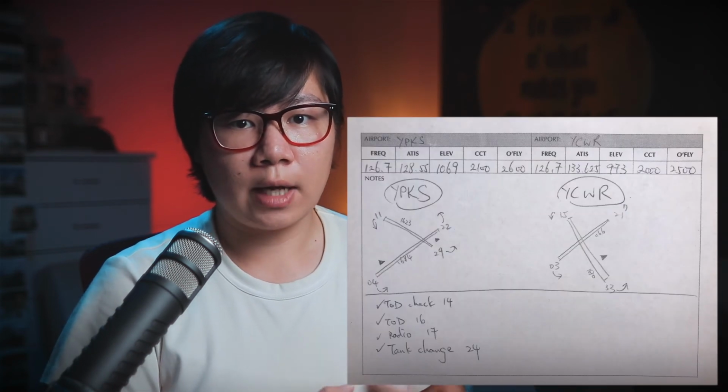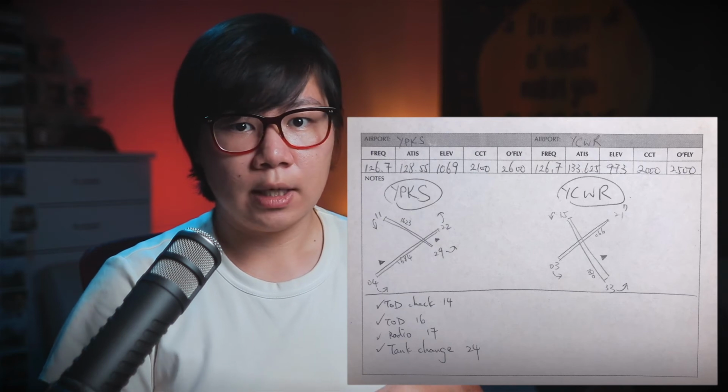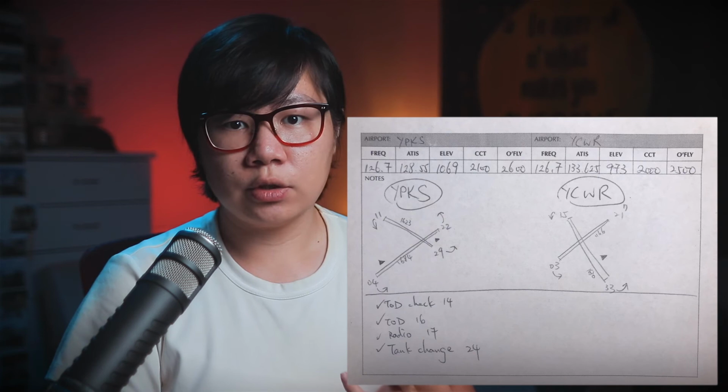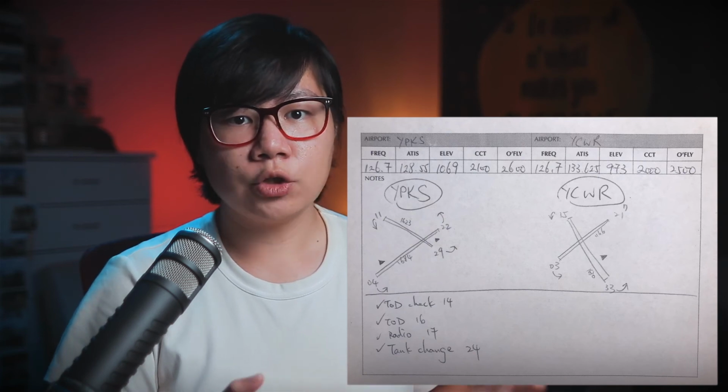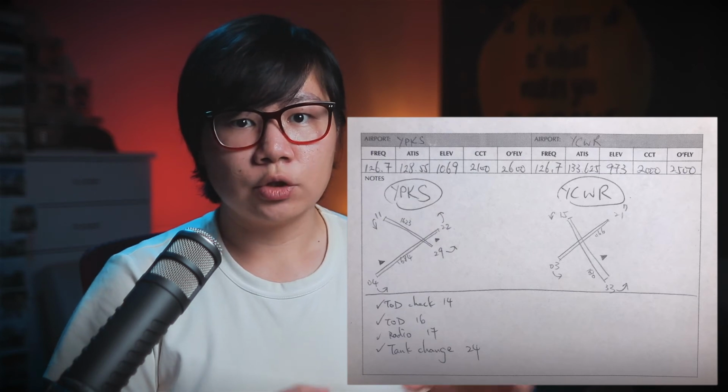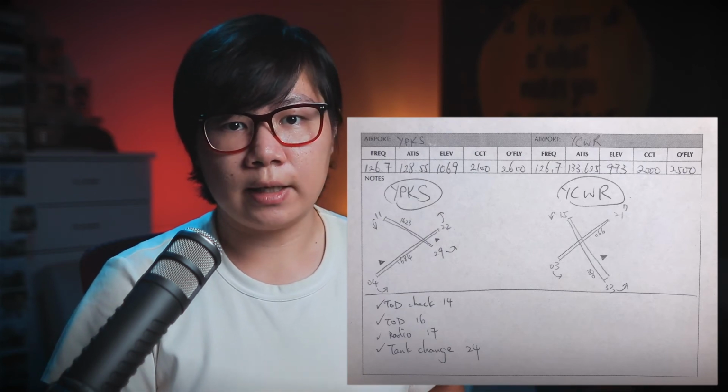Draw an airport diagram that's meaningful to you, including the runway numbers, circuit direction, location of the windsock, etc. Also make notes about the radio frequencies, elevation of the airport, the circuit height, overflight height, etc.